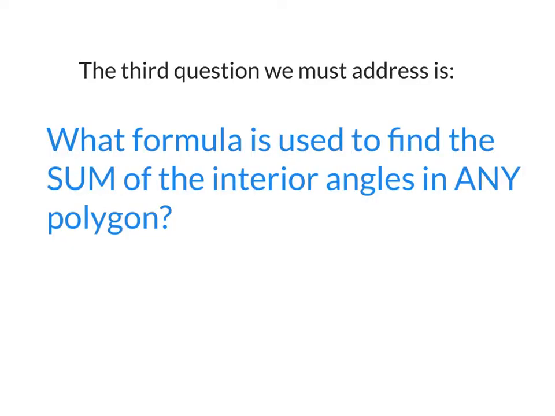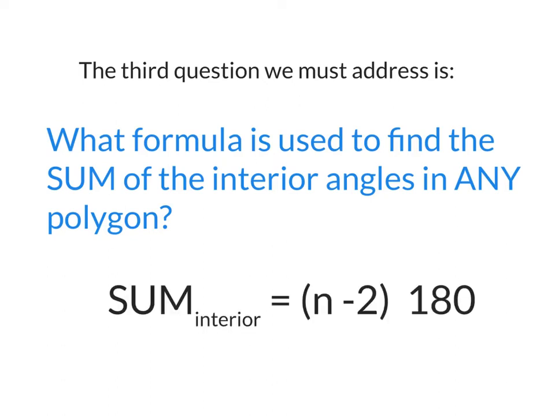Okay, so the last part of this video is we have to talk formulas. What formulas did we know? We used a formula to find the sum of the interior angles in any polygon. So for example, what's the sum of the angles in a pentagon? What's the sum of the angles in a decagon? I think most of you will remember the formula that looks something like this. The sum of the interior angles is equal to n minus 2 times 180 degrees.